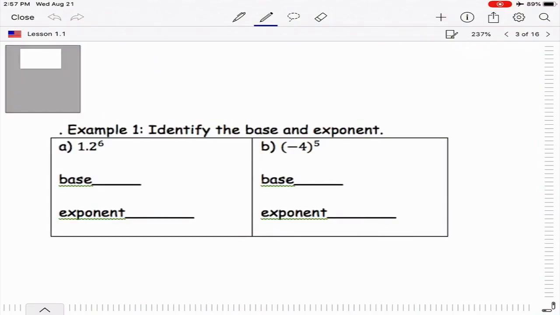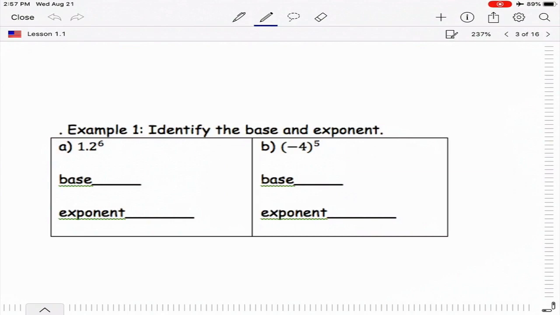So example 1, please listen to me now, because if you listen to me now, you're going to be doing a lot less work later on. I have kids every year. They just solve it. 1.6 to the 6th power, they're solving it, they're doing all this work, and they didn't have to. Please read the directions. Please read the directions. I'm going to say it one more time. Please read the directions. So example 1, identify the base and exponent. All you have to do is tell me which number is the base and which number is the exponent. You do not need to solve.